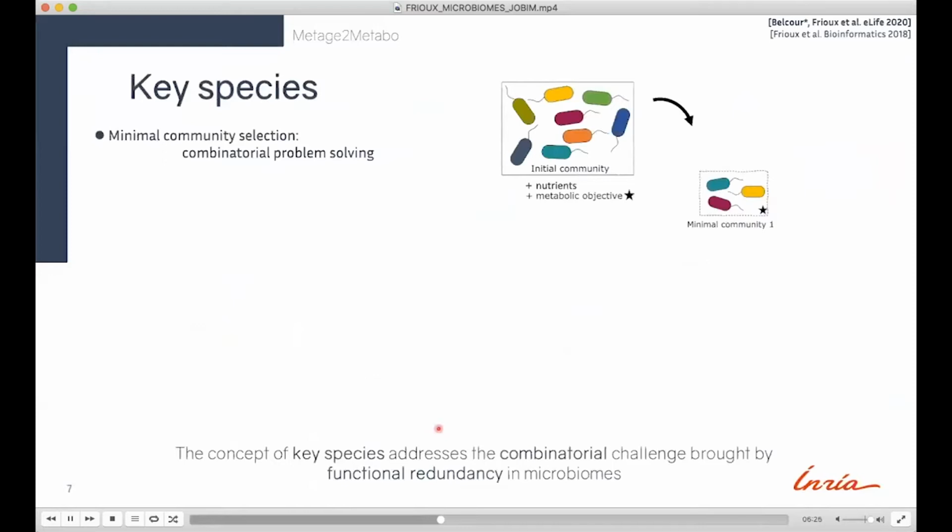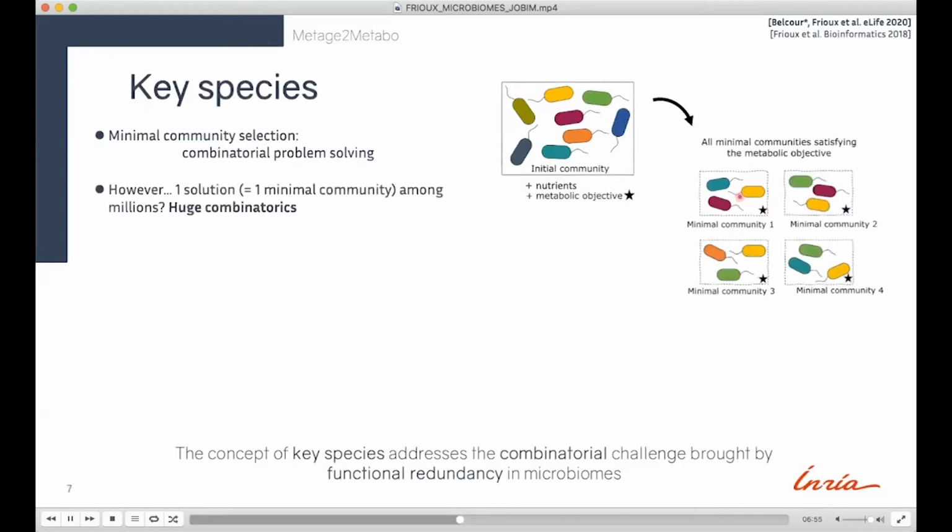The main step of our pipeline is the selection of minimal communities. This is a combinatorial problem solving, reducing the complexity of an initial community of species, living in an environment where nutrients are available and with a metabolic objective that is producing a set of compounds. So we can find a minimal community, but it's very likely that one minimal community will not be the only solution to the problem. Much more likely, we will have a lot of equivalent minimal communities, up to millions, because the metabolism is highly redundant.